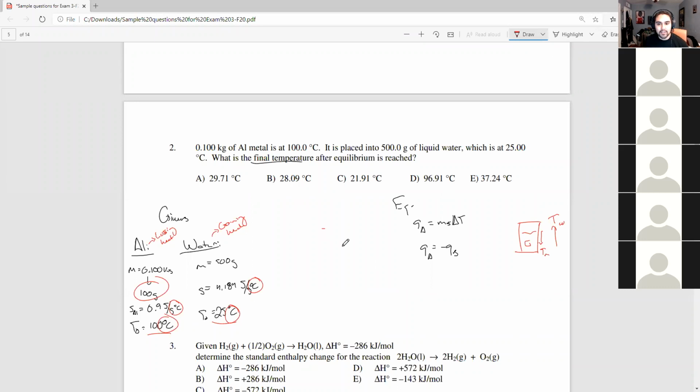Okay. So let's go ahead and assign this. So Q_A of H2O equals negative Q of aluminum.